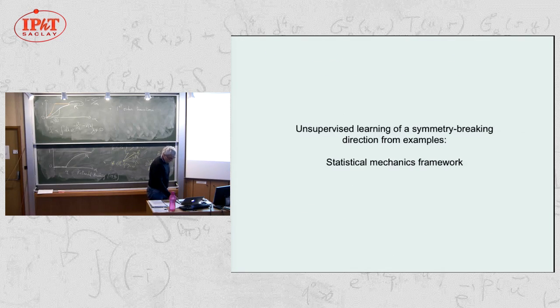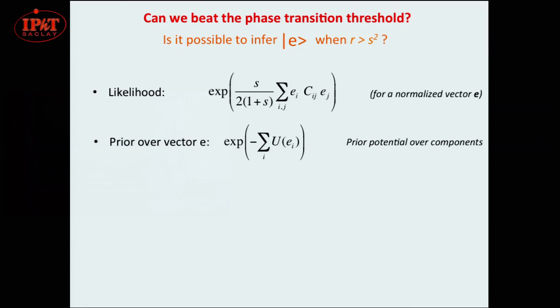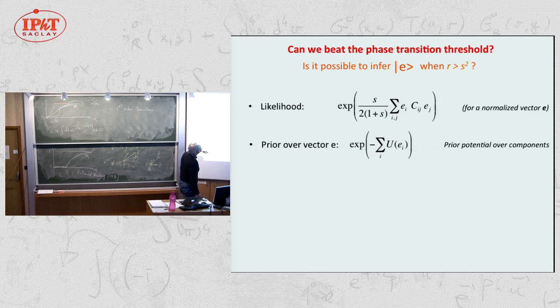Okay, so just to finish the story about the statistical mechanics framework, let me go back to the original problem of finding the top component, or let's say of inferring one particular direction, in the specific case of V lambda equal to lambda squared or minus lambda squared. So essentially what we had to do is to maximize this quadratic form to find the E which maximizes it, where C is the empirical covariance matrix.